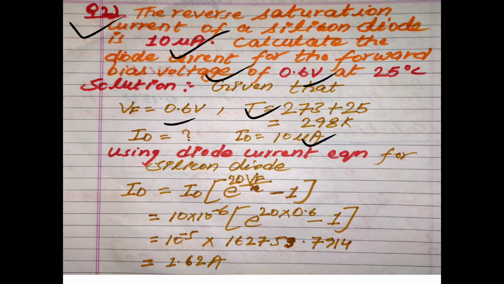We apply the diode current equation for the silicon diode in this case: ID equals I naught, the reverse saturation current, into (e to the power 20 Vf minus 1). If you put the given values in this equation, you will get 1.62 ampere, which is the diode current in this question. So this is our obtained value.